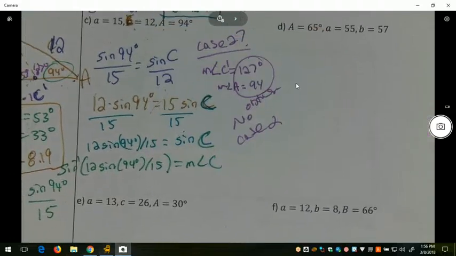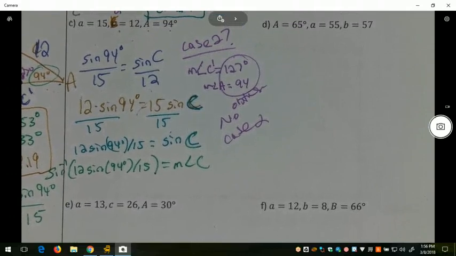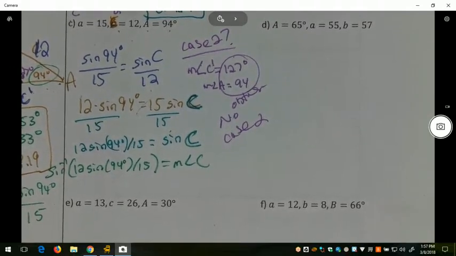Please try to set up these triangles for D, E, and F. See if you can figure out which ones have one solution, no solutions, and two solutions. You may need to completely solve the problem to get there to see if you get the errors in your calculator.